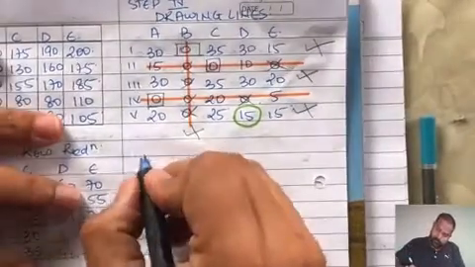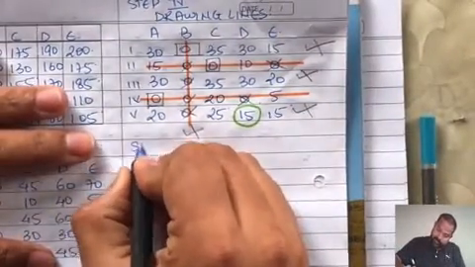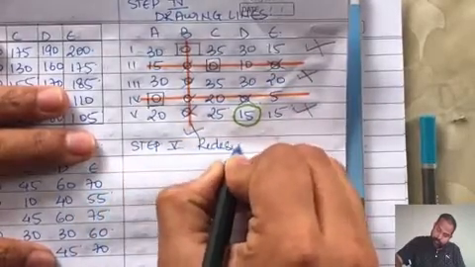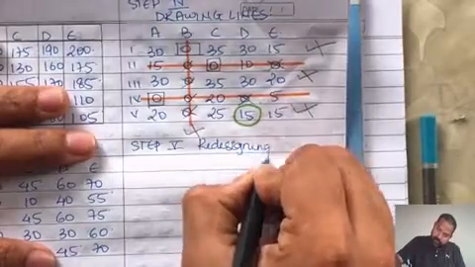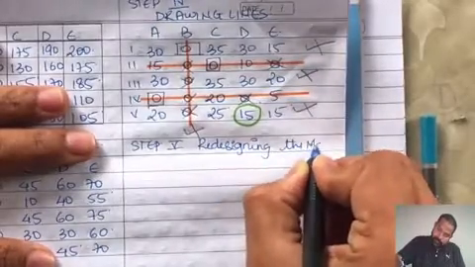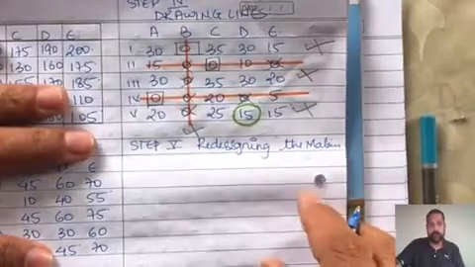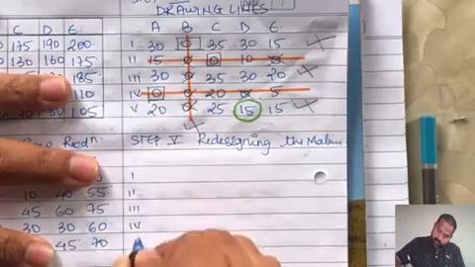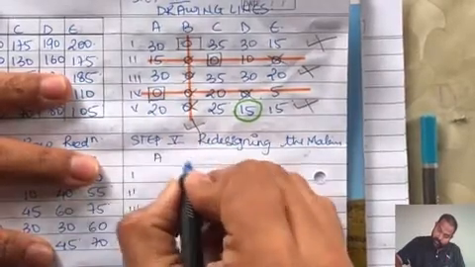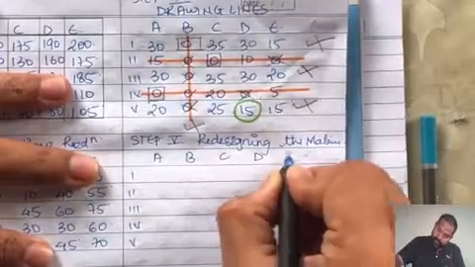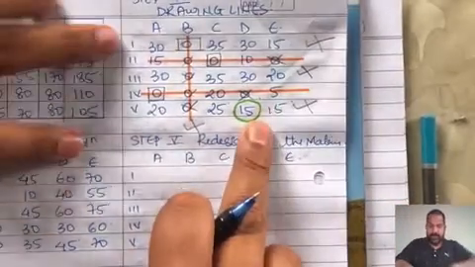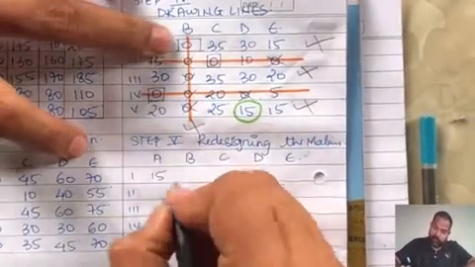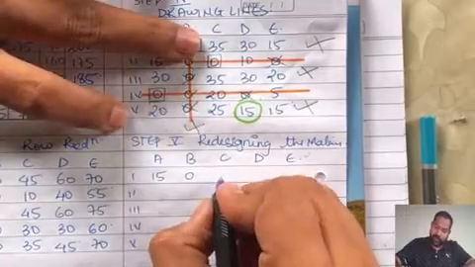Okay, so starting from here, step 5, redesigning the matrix. How do you redesign the matrix? 1, 2, 3, 4, 5, A, B, C, D, E. 15 is the least. 30 is uncovered, subtract. 30 minus 15 is 15. 0 is single covered, remains as and how it is.